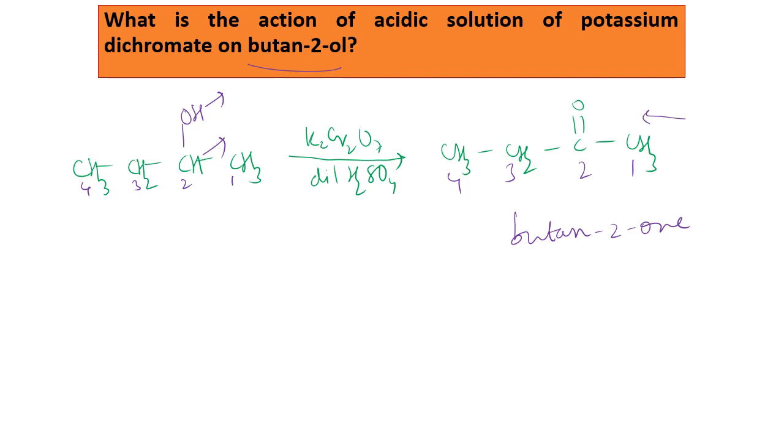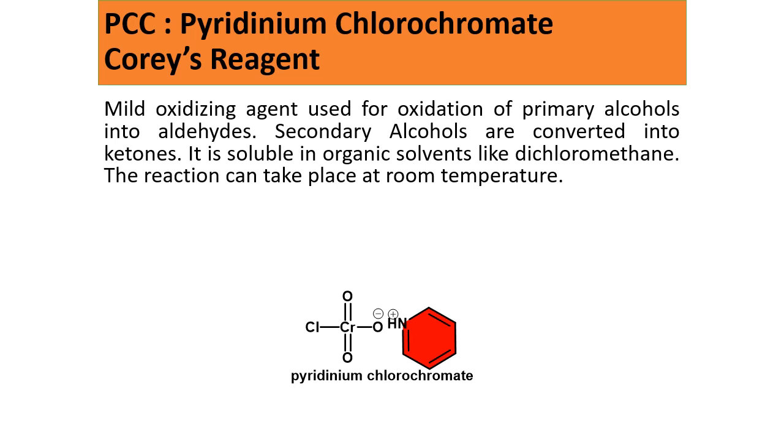Now we will go to another oxidizing agent, which is Corey's reagent, and it is chemically pyridinium chlorochromate. So it is a mixture of these two compounds, PCC. It is also written as PCC in the short form. So do remember the abbreviated form and do remember the name of the gentleman after whom we know this particular reagent, that is Corey's reagent, and do remember the full form of this abbreviation, pyridinium chlorochromate.